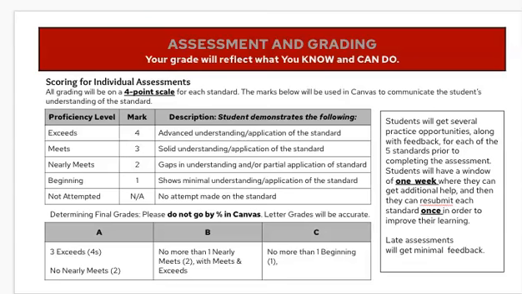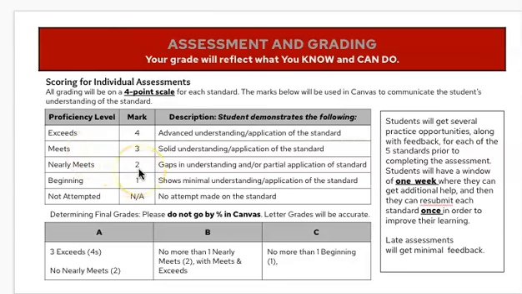When assessments are entered into Canvas, you will see a score ranging from 1 to 4, and that number directly correlates with the proficiency level demonstrated on that assessment. So if you see a 4, it means that your student showed advanced understanding. It was beyond what we expect for that grade level. It exceeded. If you saw a 3, that means that they had a solid grade level understanding of the standard, and they met for the 9th grade.